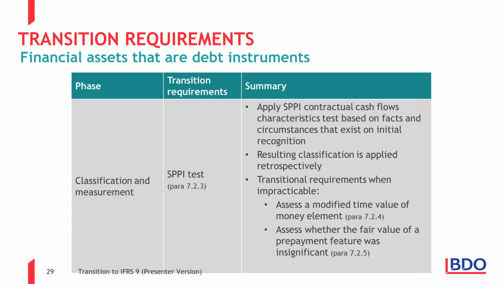Now, you also have transitional requirements when it's impractical to assess a modified time value of money element. And you also have transitional requirements that are very specific if it's impractical to assess whether the fair value of a prepayment feature was insignificant. So for those two particular aspects, there are additional transitional requirements. I have warned you, transitional requirements for IFRS 9 are complex. And one could expect that because the requirements of IFRS 9 are complex.